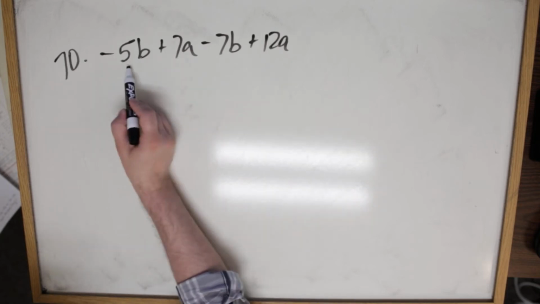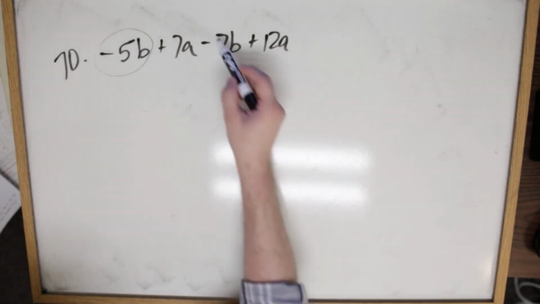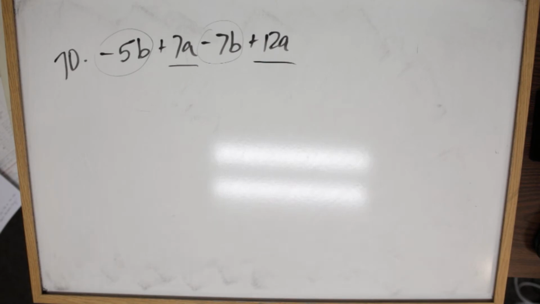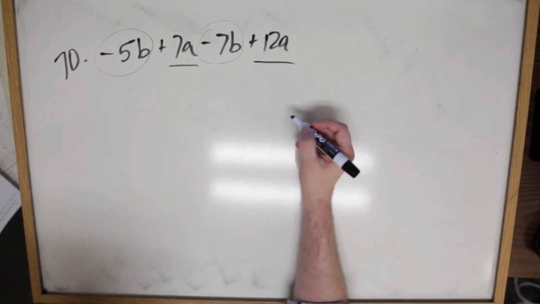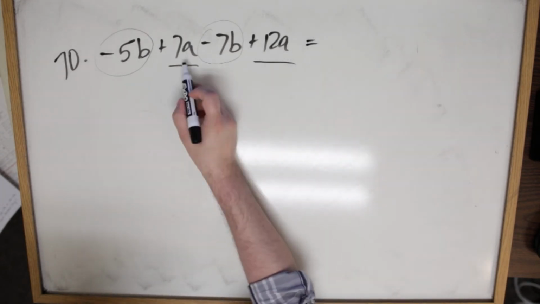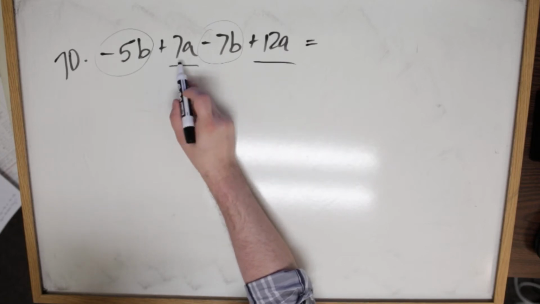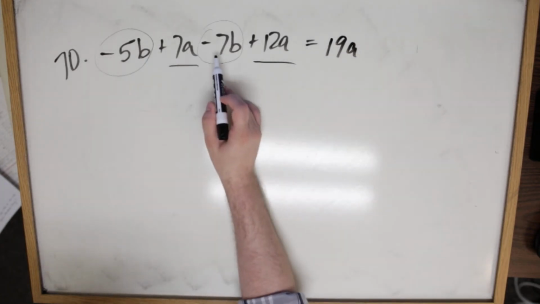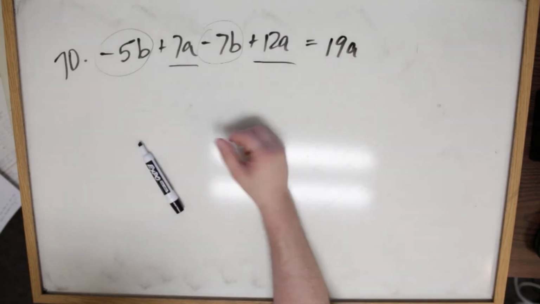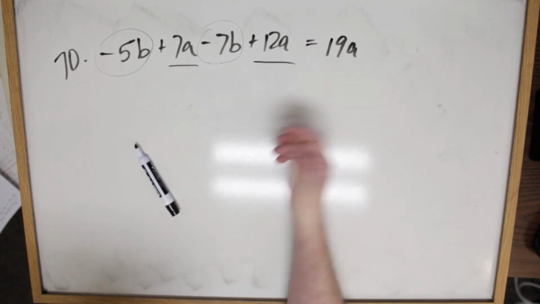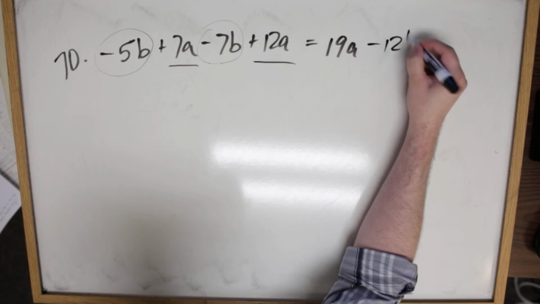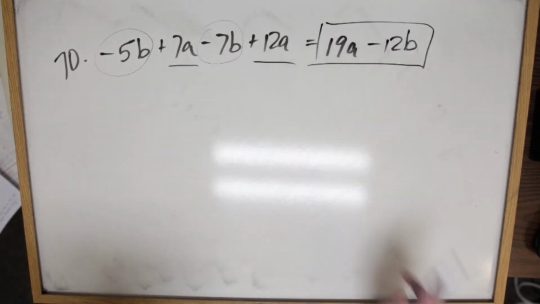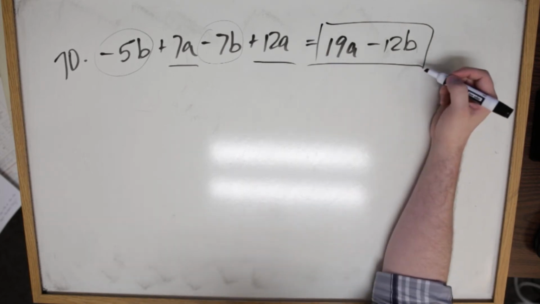So what I can do though is I can combine the minus 5b to the minus 7b and the 7a to the 12a. So the things that are circled I can combine, the things that are underlined I can combine those separately. So my solution, let's just do the a's first because we normally go in alphabetical order. 7 plus 12 is going to be 19, and I have an a. And then a minus 5 minus 7 is going to be what? Minus 7, minus 8, minus 9, minus 10, minus 11, minus 12. Minus 12. And then the variable connected to those is b. So this right here is actually our fully simplified final answer. 19a minus 12b.